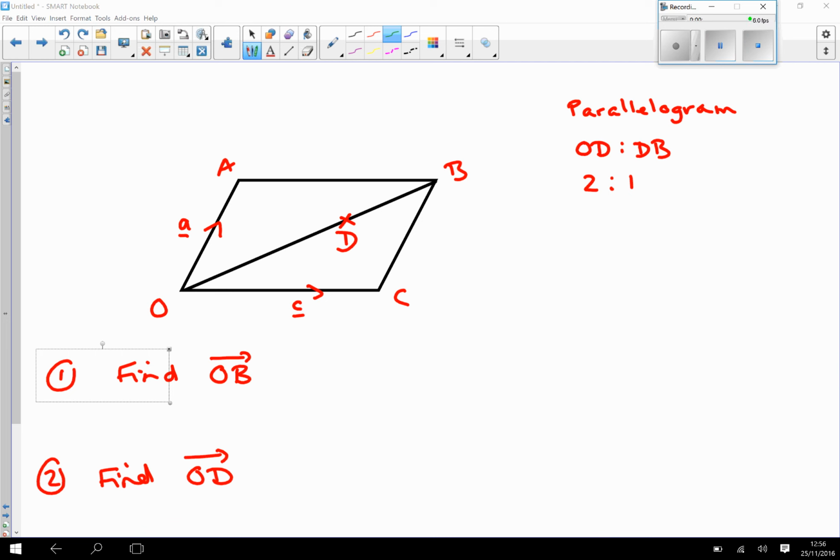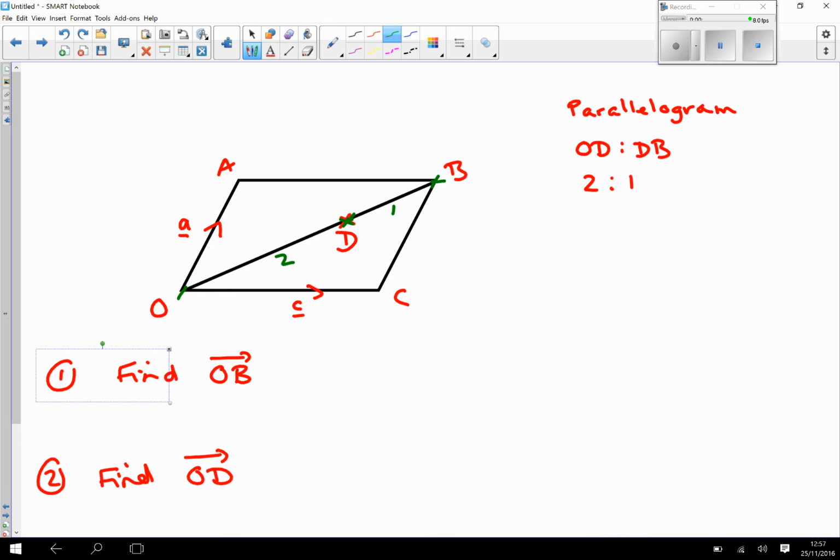This video is going to help you with finding the resultant of two vectors. So take this example. We're told that the shape is a parallelogram. That will be important. And we're also told that the ratio of the lengths of O to D to B is 2 to 1. So from here to here is 2 parts, and from here to here is worth 1 part. And that could also be useful to us later.